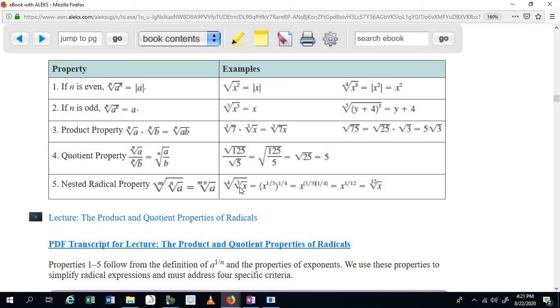So that's called a nested radical. This is a radical inside of a radical. If that ever happens, you can simply multiply the indices of the radical and write it as one radical where you've multiplied the indices together. So this would be the 12th root of x, because 3 times 4 is 12.